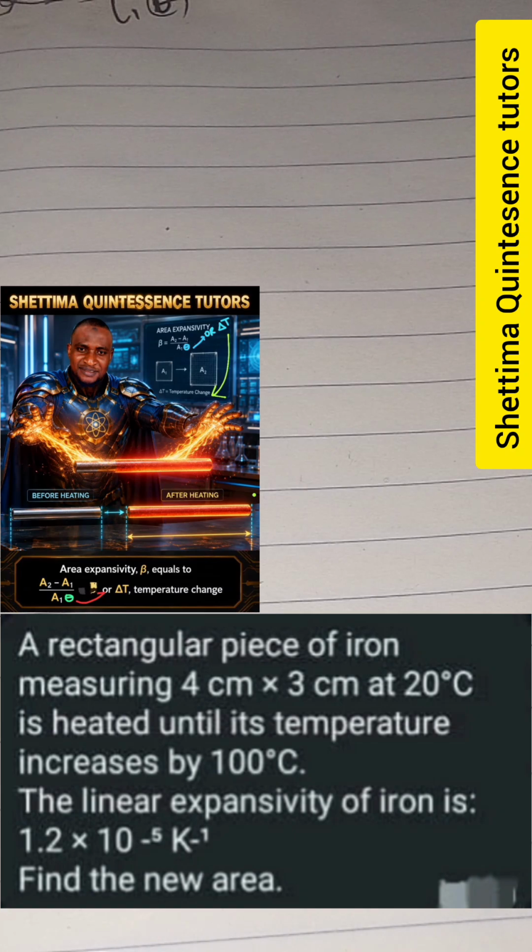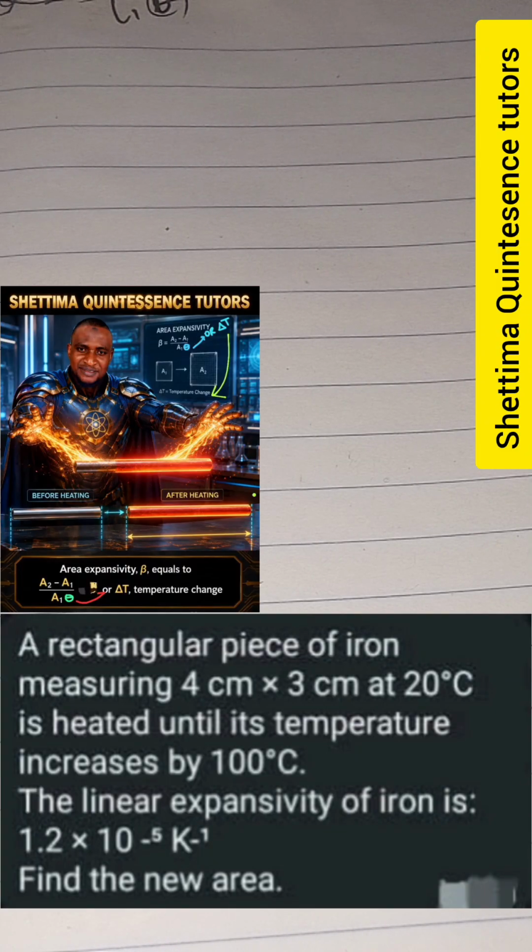increases by 100 degrees centigrade. The linear expansivity of iron is 1.2 times 10 raised to power minus 5 per Kelvin.